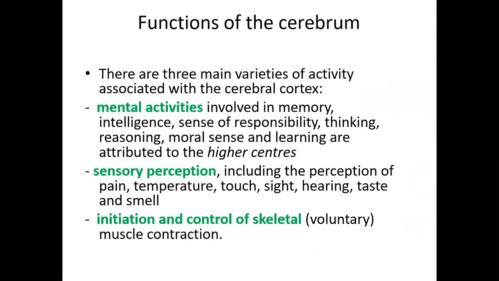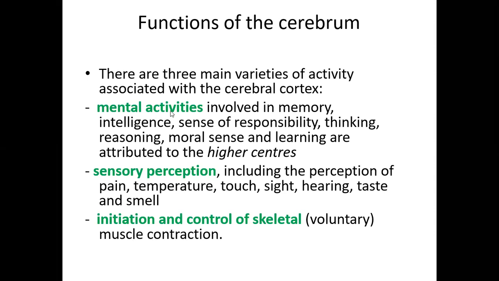Coming to the functions of the cerebrum. What are the functions of the cerebrum? Because the functions are the most important thing which make the cerebrum very important and special. There are three main varieties of activity associated with the cerebral cortex. One is mental activity, then sensory perception, perception meaning feeling of the sensation, and initiation and control of the skeletal muscles. We'll talk about them one by one.